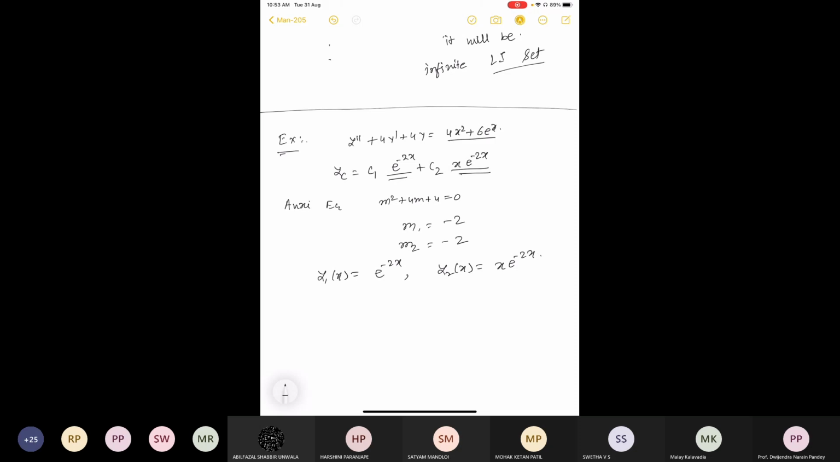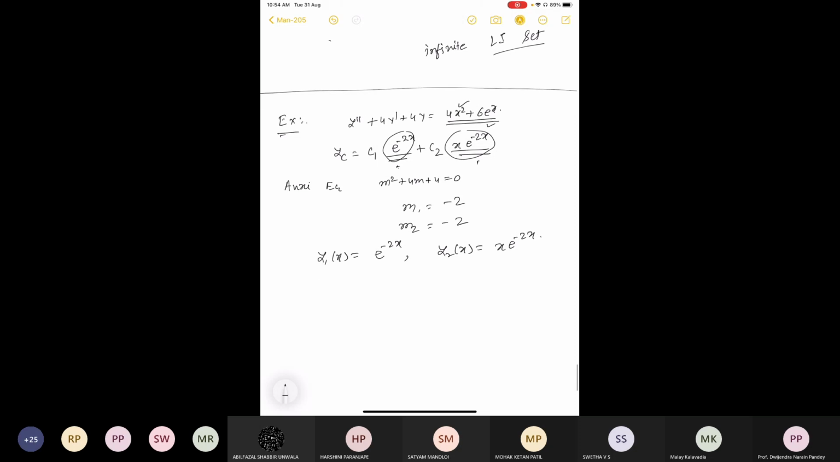Now look at the R(x). R(x) is this, right? Look at this first term, 4x square. It is not matching with any of these, so it is satisfying condition one. Similarly, this 6e to the power x is also satisfying the condition that it will not have any constant multiple of the term which is present in your yc. So it is satisfying the first condition.